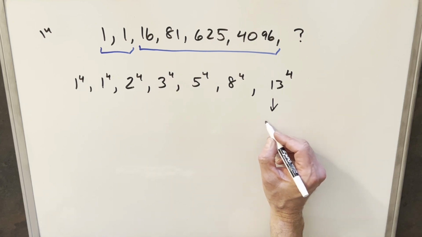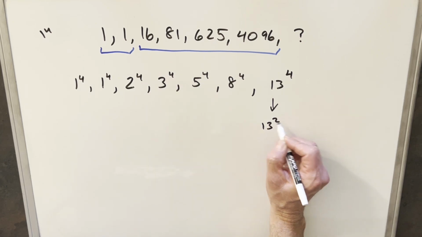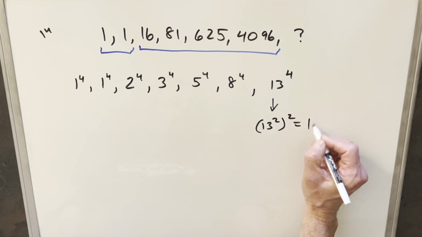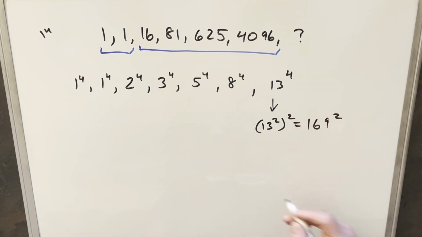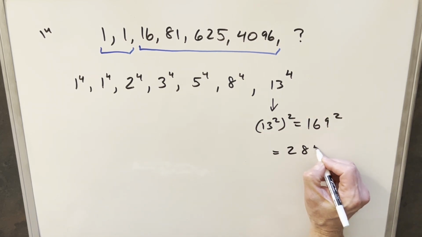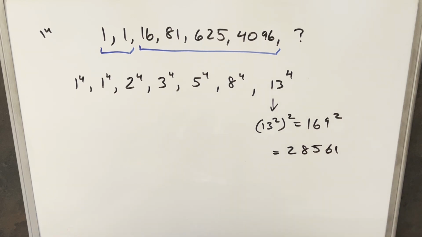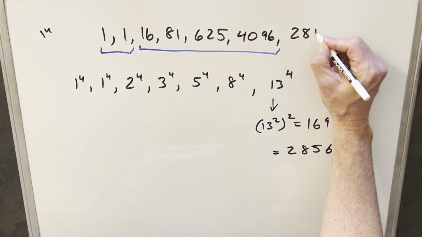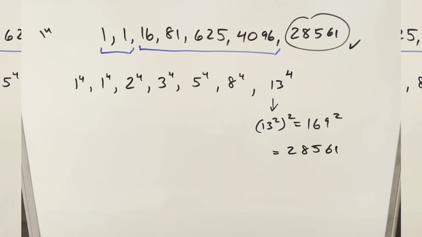But we want to write this the way these other ones are. So 13 to the 4th is the same thing as 13 squared, which is 169, squared, which is actually going to be 28561. So we'll just write that down as our solution, 28561. Okay, I thought it was a pretty fun problem.